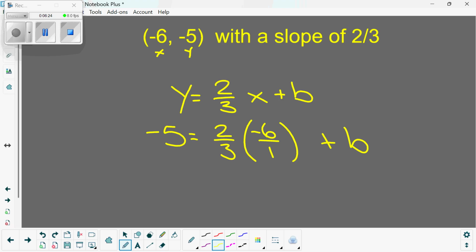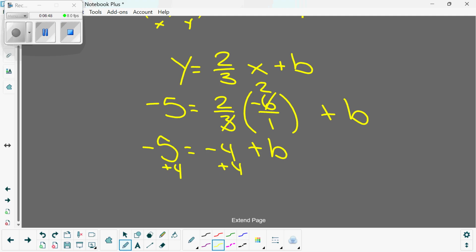I'm going to do a little cancel action. The 3 goes into 3 one time. The 3 goes into 6 2 times. So here's what I got going on. -5 equals -4 plus b. Add the 4 to both sides. Oops, add the 4. Here I go. b equals -1. That is what I needed my Algebra 1 kids to do.